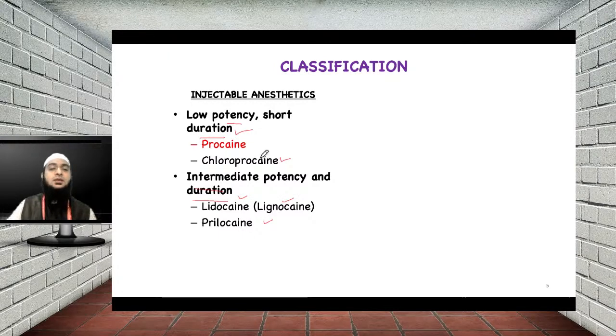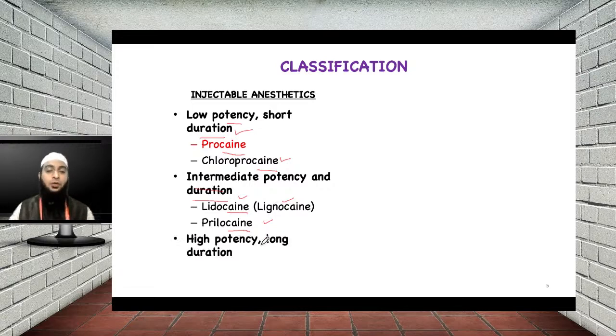You can see that most of these local anesthetics end with the suffix caine. So it is easy to recognize that a drug is a local anesthetic or what its category is. Based on the suffix you can also identify that this drug belongs to the category of local anesthetics. So this is the second category, intermediate potency and intermediate duration.